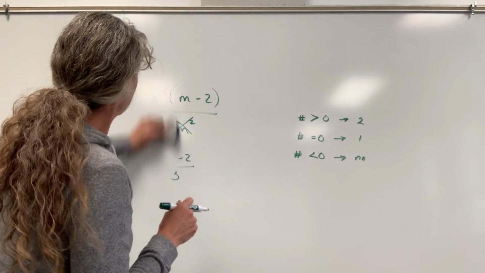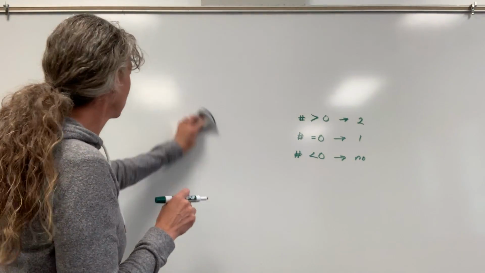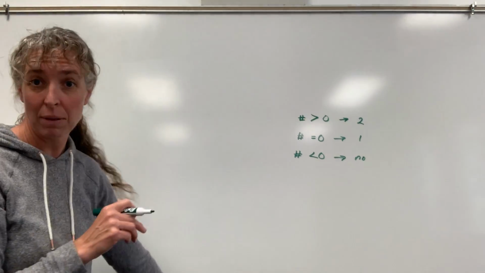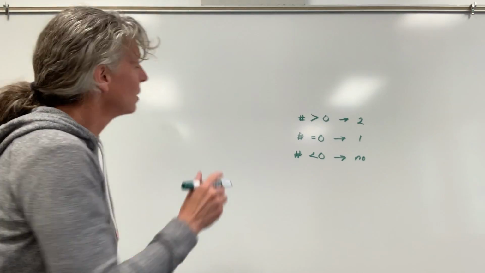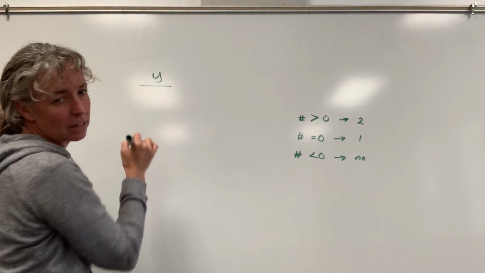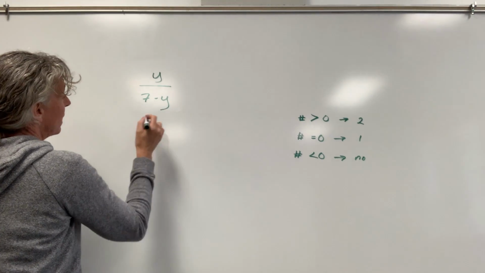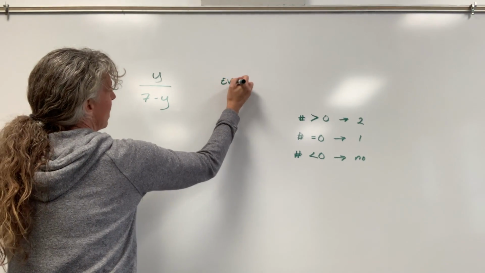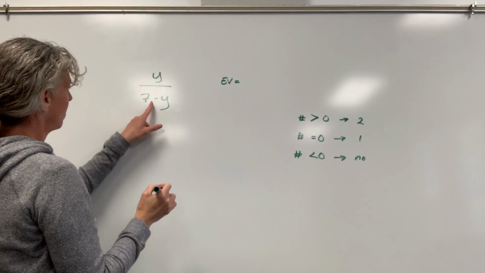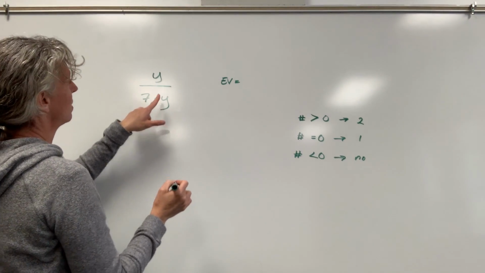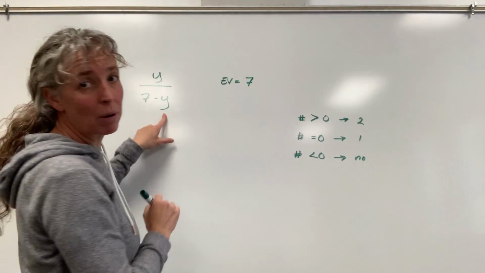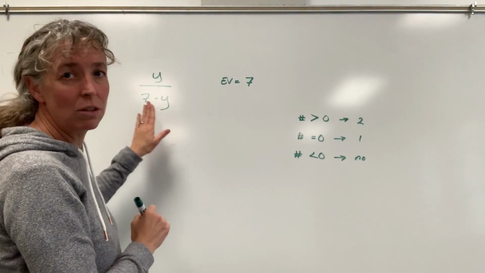Remember, I like to do the excluded values as soon as I can because you're supposed to do those before you simplify. So I'm going to do that first with D here, and that's a y and then a 7 minus y. My excluded value, the thing that would make the bottom equal to 0, would be 7, because 7 minus 7 would make the bottom equal 0. So that's my excluded value.